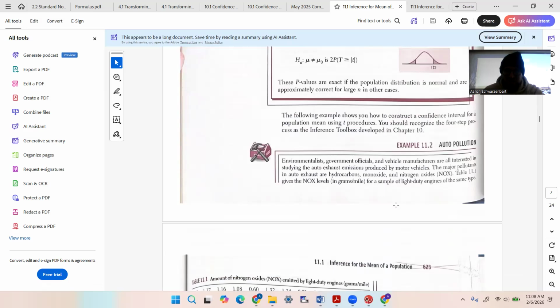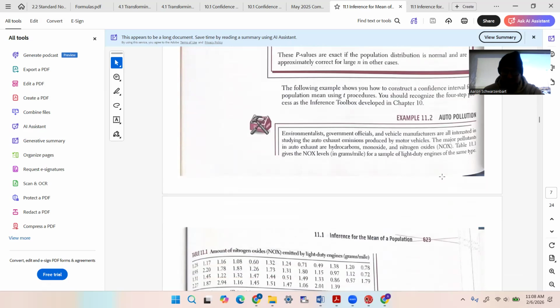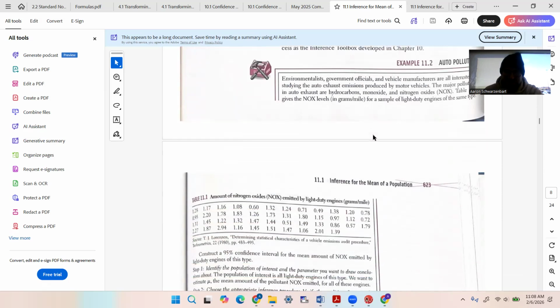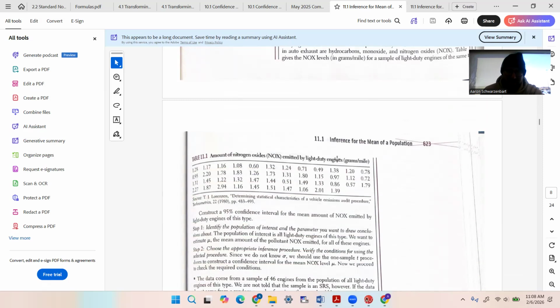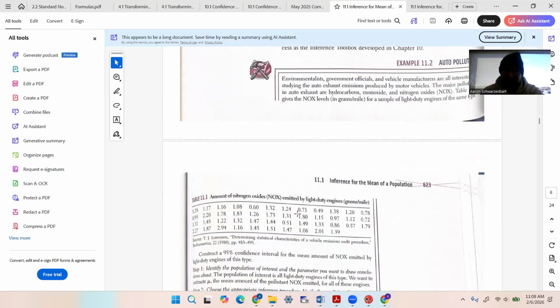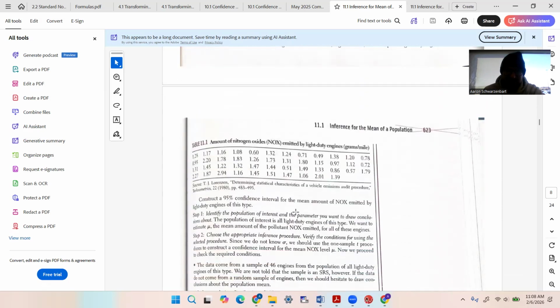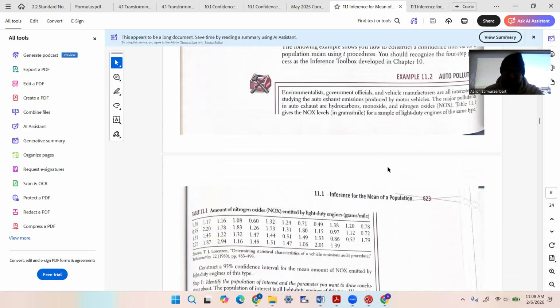So, auto pollution. Environmentalists, government officials, and vehicle manufacturers are interested in studying pollution. One of the major pollutants, hydrocarbons and nitrous oxides, is NOx. So, the amount of NOx emitted by light duty engines in grams per mile. Here we've got all this data. Construct a 95% confidence interval.